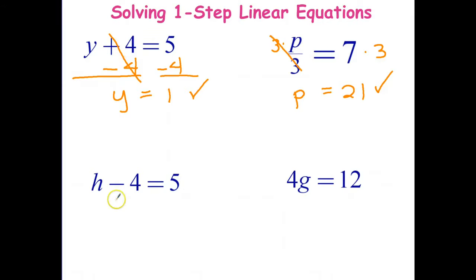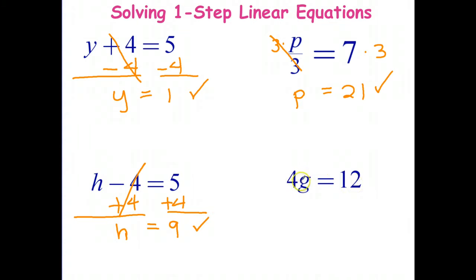Okay, let's see how we went here. The opposite of subtracting 4 is adding 4. So I add 4 to both sides. That cancels out, or probably more mathematically, negative 4 plus 4 is 0, and h plus 0 is just h. And it looks like h equals 9. Quick check, 9 minus 4 is 5, so that is the correct answer.